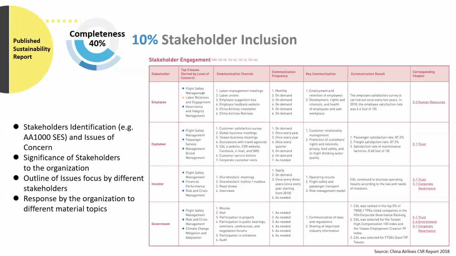So as you can see from this table, the China Airlines CSR report outlined, it gives a very clear outline of who the stakeholders are, what are the issues they're mostly concerned about, followed by the communication channel. In this part we also assess how the organization responds to those topics. So that's just 10% on stakeholder inclusion.